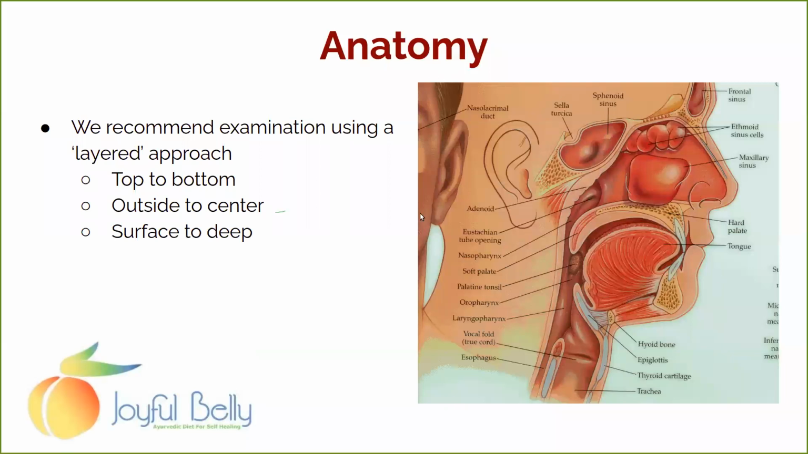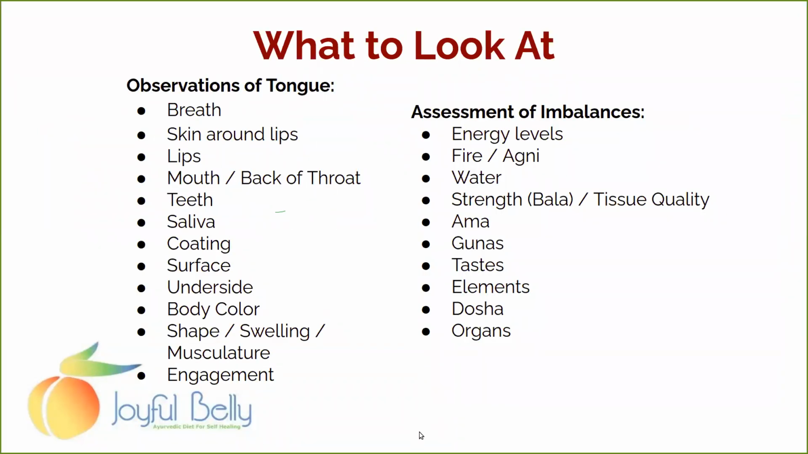So when we're assessing the tongue, by the way, we're going to start by looking at the whole area, right? So I'm going to look at the skin around the lips, then I'm going to look at the lips, then I'm going to look at the teeth, then I'm going to look at the back of the throat, and then moving in, I'm going to look at the tongue surface and what's on the tongue surface, coating on the tongue, and then the tongue body and the tongue color. And in general, in Ayurveda assessment, I always go top to bottom, outside to center, and surface in down deeper. And that's just the way I do it. So I always am assessing things in the same order every time, so it's comprehensive.